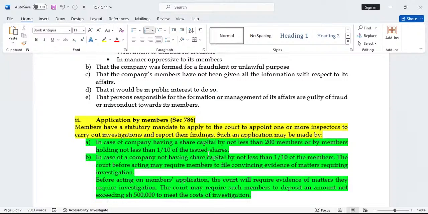I don't know if there's any other concern, so let me check. The last time I hadn't talked about administration. Administration is the same as receivership, not so much difference between the two. What you've covered under receivership can also be covered under administration. We can say the company has been put under administration, or put under receivership.